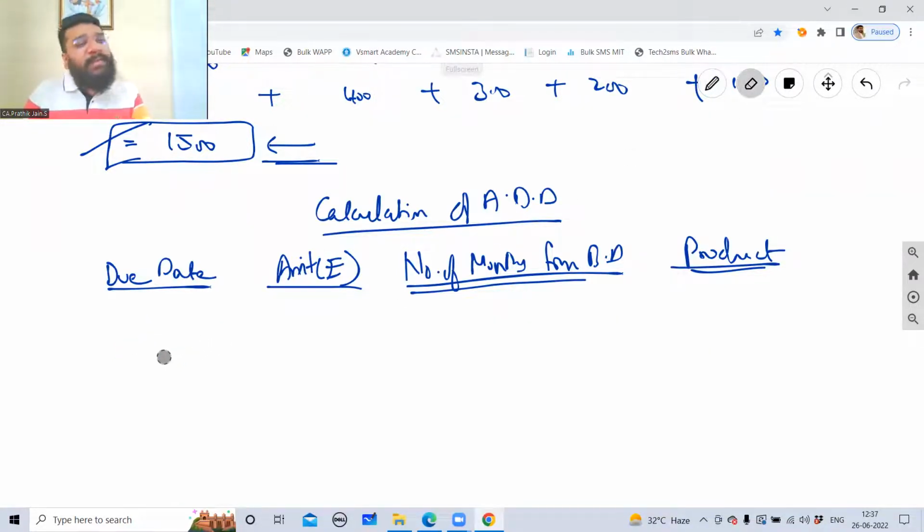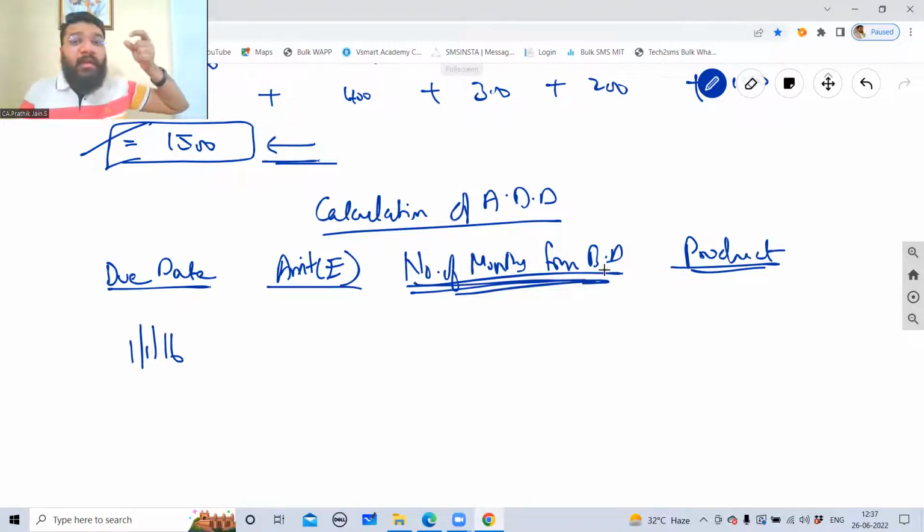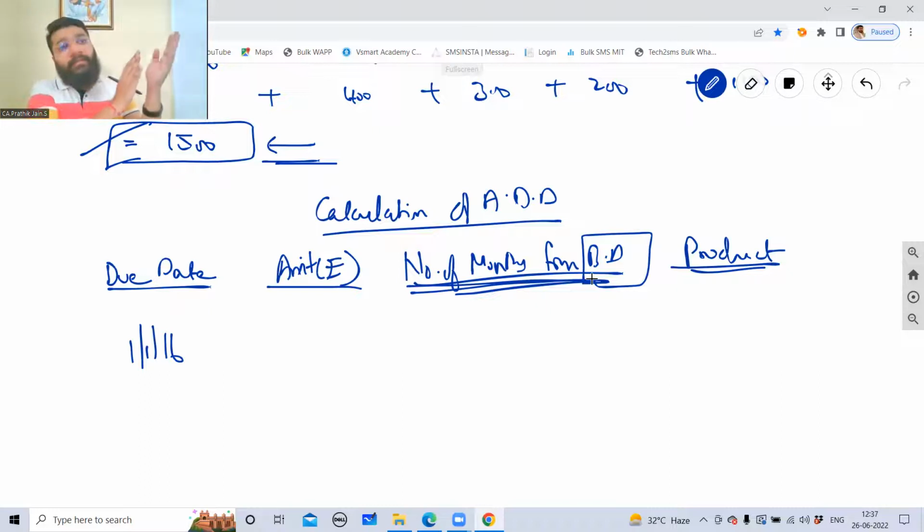Or even if you take 1/1/16, as you said, Siddhi, the base date has to be 1/1/15 because that is the starting point. Why do we have to take the loan date as the starting point? Because from 1/1/15 to 1/1/16, I need to calculate my interest period. So that question is different.